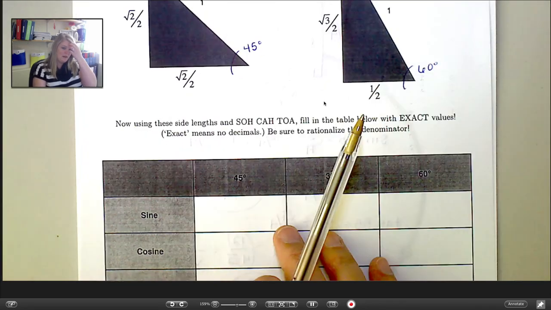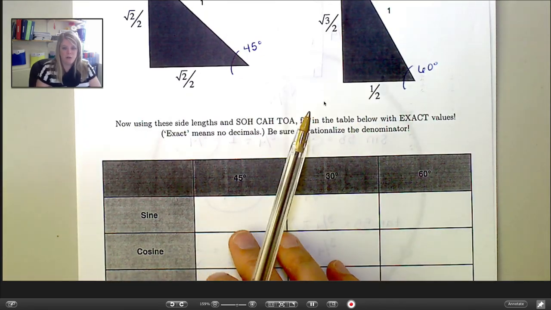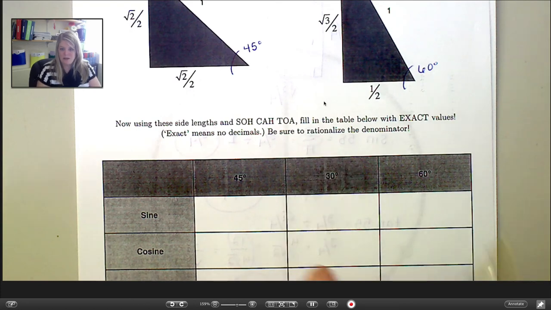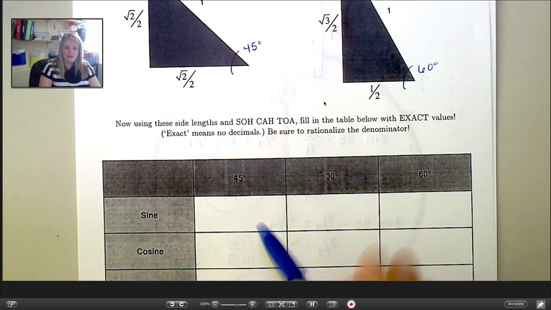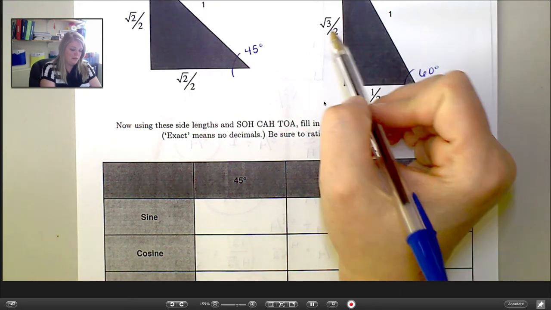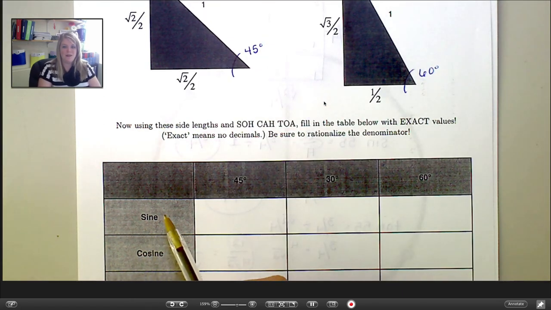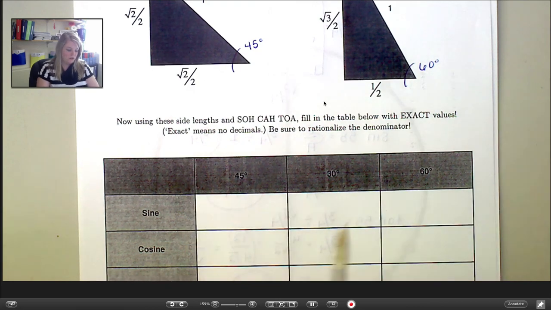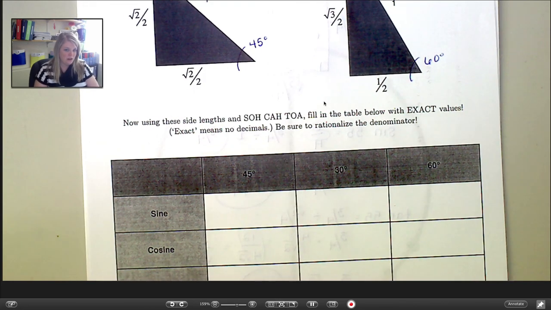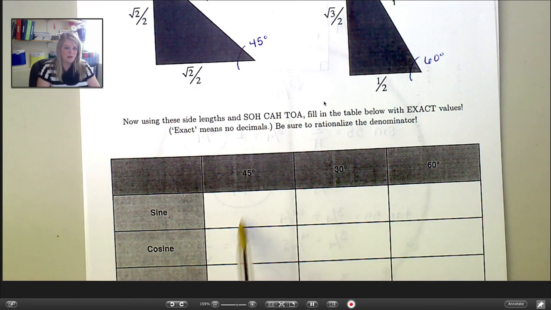Once you've got that table filled in, use your table to complete the homework assignment that I gave you, which I believe was just called practice with exact values. Anytime it says exact values, that means I want square roots left in your answer. I don't want decimals, okay? So you're not just typing sine of 45 into your calculator this time. You're writing it out as a fraction with a square root in it, okay?